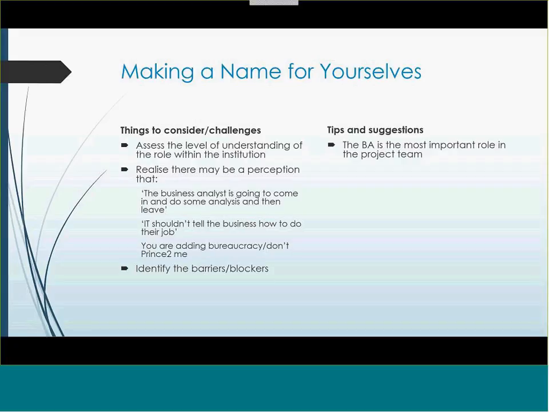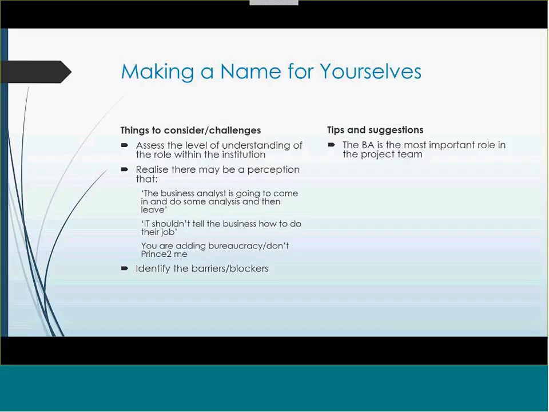My tips and suggestions: the business analyst is the most important role on the project team. People think it's the project manager, but I think the BA is the glue that holds the project together. Your BA sits between your user and your technical IT person and does the translation. They have to speak two languages: business language and, potentially, technical language, if that's what the role of the project requires.